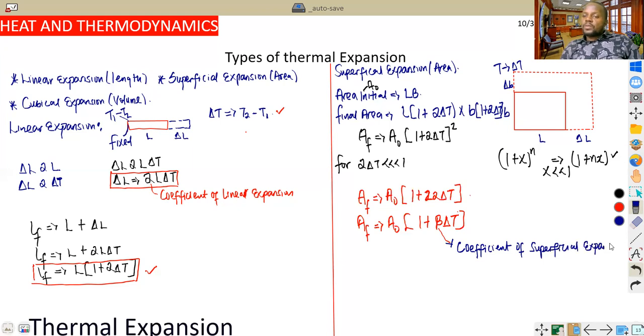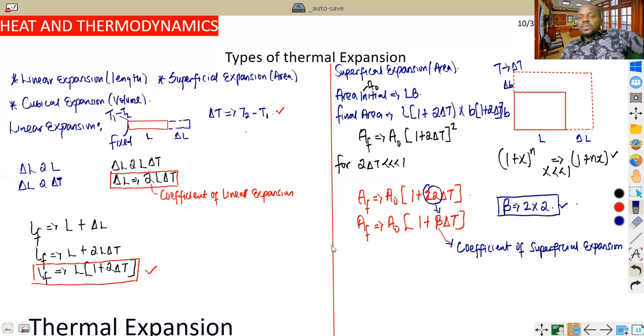So you keep that in mind. It's very, very important. By doing so, we have substituted these 2 alpha to be equal to beta. So keep in mind that superficial expansion, which some people call area expansivity, is equal to 2 times linear expansivity. That's another good formula you might use in your numerical calculations.